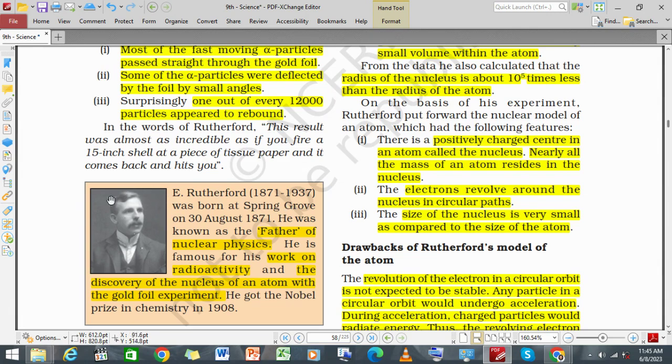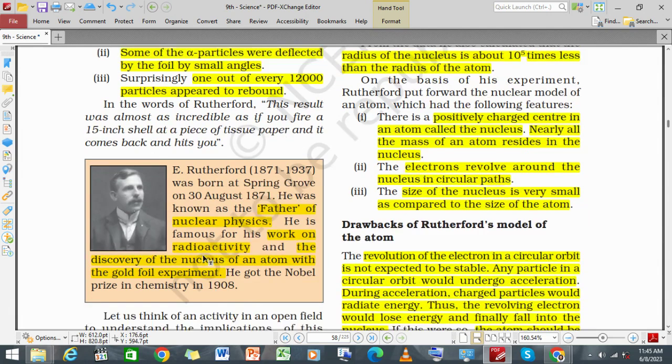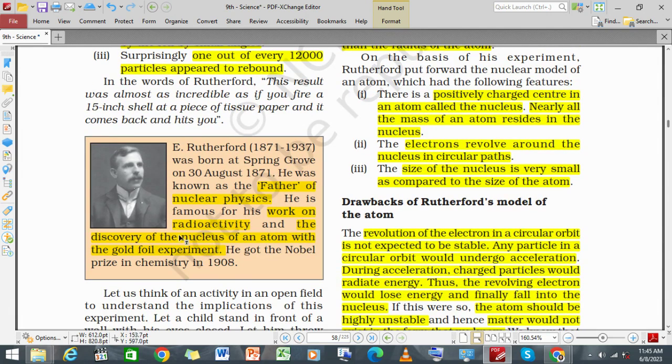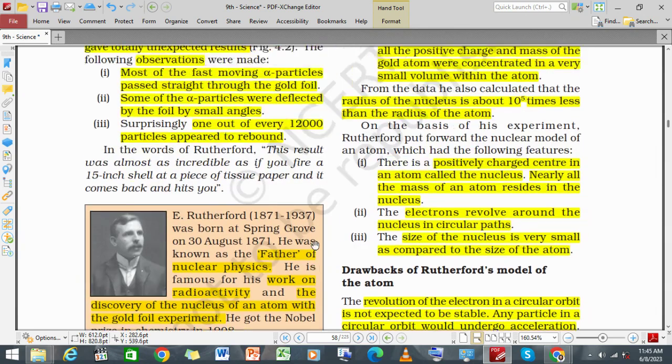All right. So here is the gentleman Rutherford. He is known as the father of nuclear physics. He has done work on radioactivity as well.